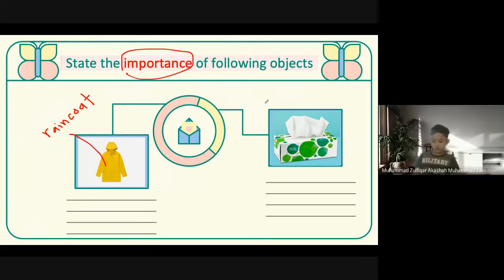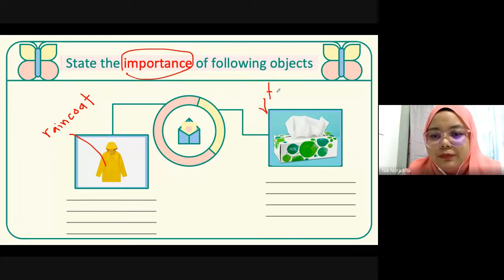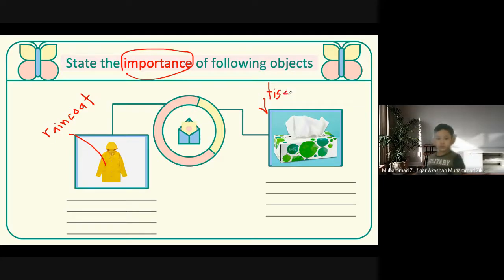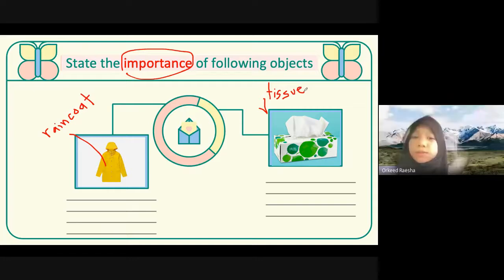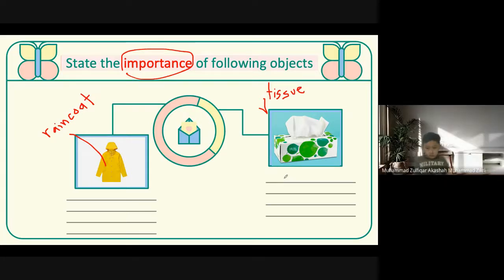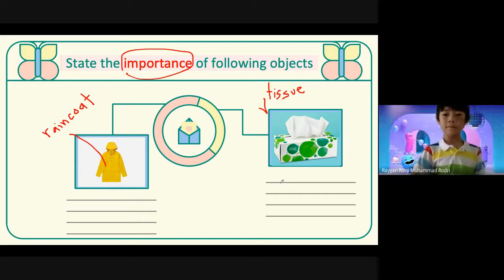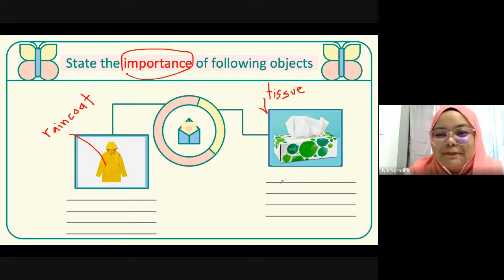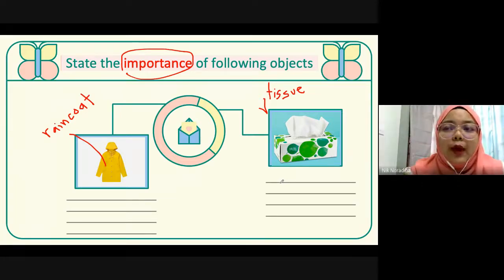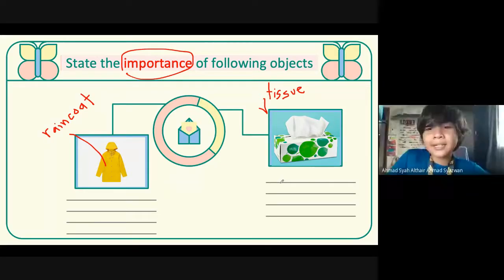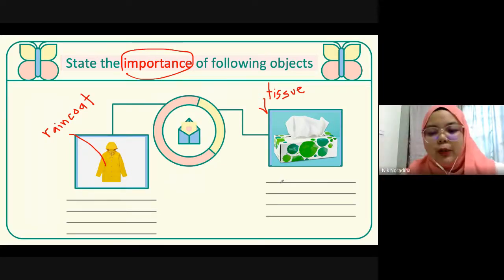Right. So this one we have tissue. The second one we have tissue. So for tissue, what do we use our tissue for? To absorb water. To absorb water where? From the table. Or to wipe your hand. Or to wipe your face. It's up to you what you want to answer here.